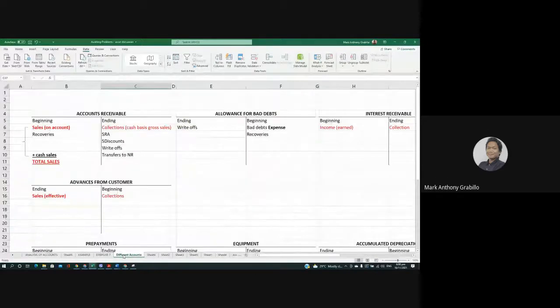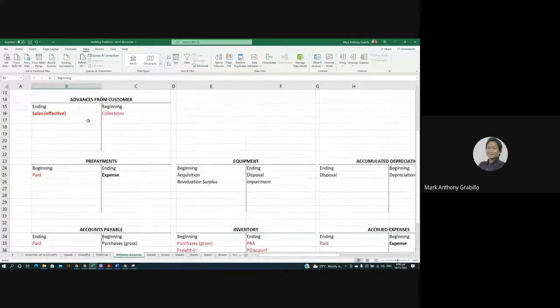We also discussed other receivables, advance from customers, allowance for bad debts, interest receivables as other receivables, prepayments, equipment, accumulated depreciation, and other accounts. Paano yung movement nila, paano sila lumalaki, paano sila lumiliit. So napag-aralan natin lahat yan.